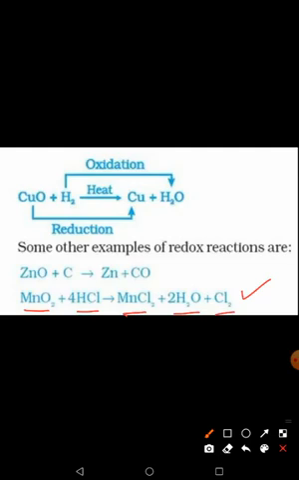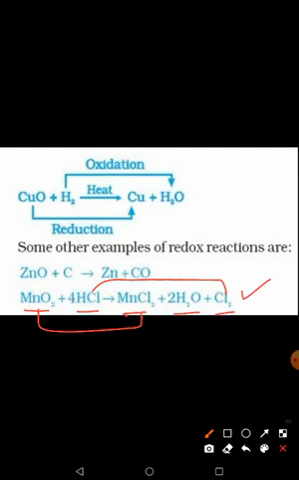It's losing oxygen and forming chlorine here. So when hydrogen is lost, it means it is getting oxidized, right? And then your MnO2 is reduced to MnCl2. Oxygen is lost from here. So this is also an example of a redox reaction.